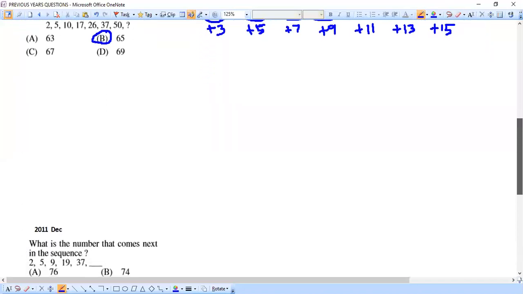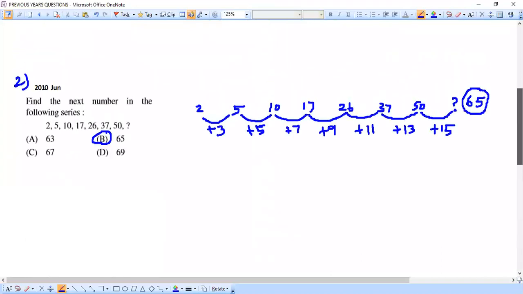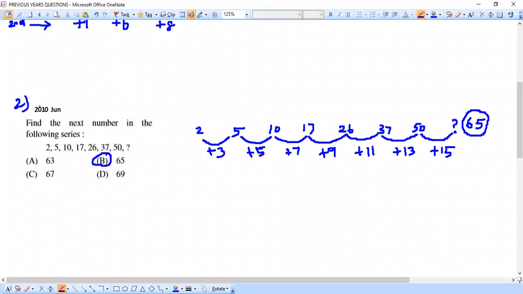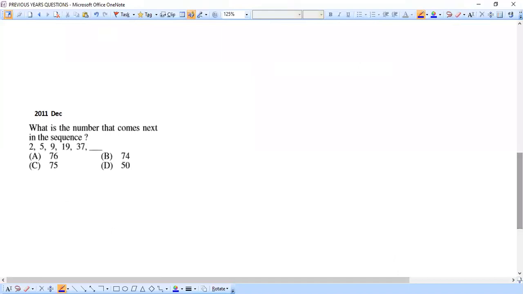Next question is from 2009 December. Okay, so the second question was from 2010 June, you can note it. And now moving to the third question. Third question is from 2011 December. Okay, question number 3. Let me just mark it. Yes, question number 3.